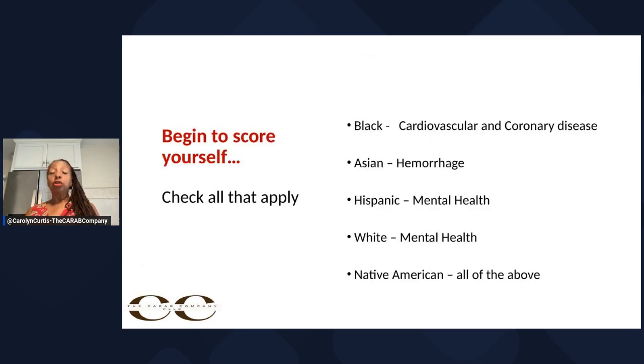So now let's start scoring. I want you to start thinking of how this is affecting you, or what are the factors you might have, so that you can begin to monitor your health, take control, and be in charge of your health care. Race is important. We already have identified, if you're Black, you're more at risk for cardiovascular and coronary disease. If you're Asian, you're going to be more at risk for hemorrhage. If you are white and Hispanic, you're going to be more at risk for mental health problems. And Native American women are suffering from all of these things.